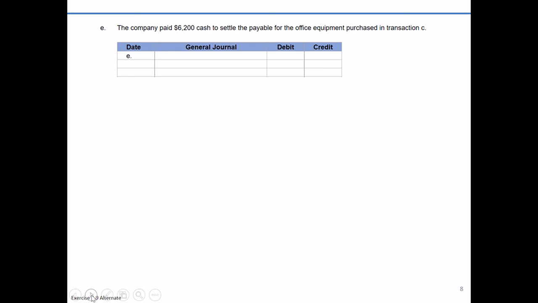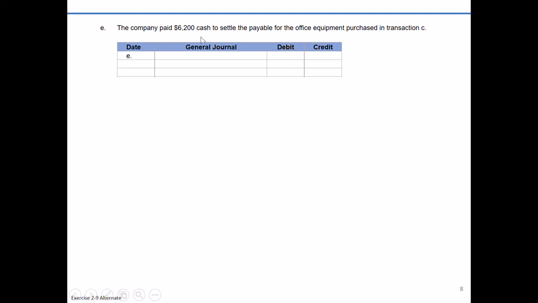The company is going to pay $6,200 cash to settle the payable for the office equipment purchased in transaction C. In C, we already debited office equipment, but on the flip side, we didn't credit cash, we credited accounts payable because we had an outstanding obligation. So let's start to dissect this transaction.